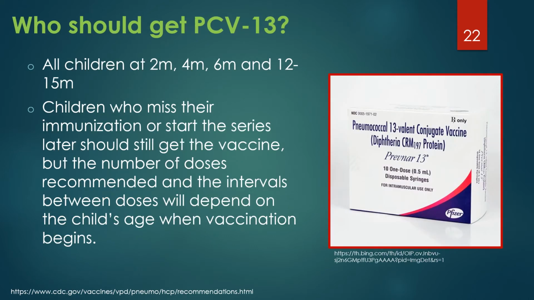So who should get PCV13 vaccine? CDC recommends routine administration of pneumococcal conjugate vaccine, PCV13, for all children as a series of 4 doses. 1 dose at each of these ages, 2 months, 4 months, 6 months, and 12 through 15 months. Children who miss their immunization or start the series later should still get the vaccine, but the number of doses recommended and the intervals between doses will depend on the child's age when vaccination begins.